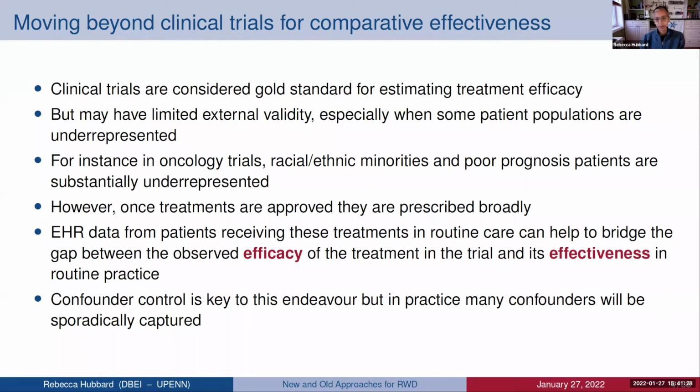And in oncology trials, it's been recognized and discussed for decades that racial and ethnic minorities are significantly underrepresented, and poor prognosis patients are also underrepresented and in many cases excluded from clinical trials. So the problem in the oncology context is once a treatment has been approved, it tends to be prescribed broadly. So even if poor prognosis patients were excluded or underrepresented in the trial, once the FDA has approved the treatment, clinicians are faced with the decision, should I give this treatment to my patient or not?